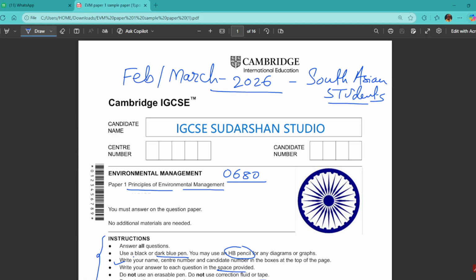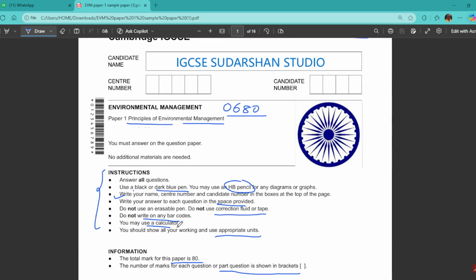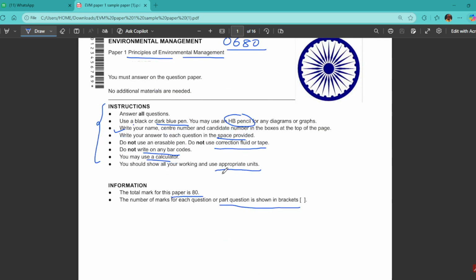So we are doing the paper 1 of Environmental Management. The code is 0680. Once again, let's go through the instructions here. As you know, you are supposed to write with a blue pen. Wherever the graph or diagram is there, use only the HB pencil here. Do write your name, center number and candidate number, which will be there on your hall ticket or statement of entry. Okay. Next one is do not use any fluid or correction fluid here, and do not write anything on the barcode. Use calculator and please see that you use the appropriate unit, because if you write the digit and there is no units to that, you may lose 1 mark.